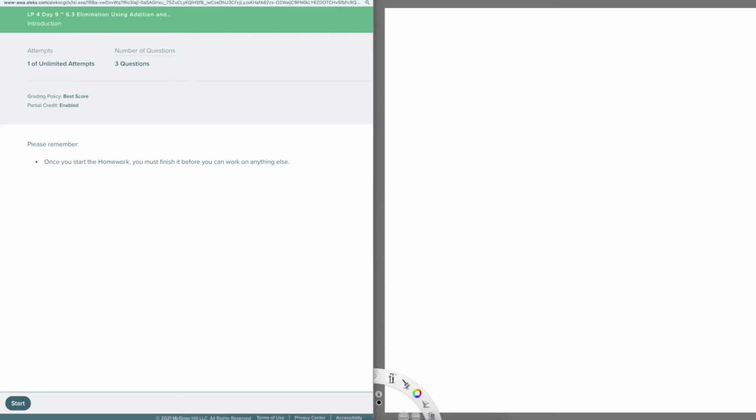All right, welcome to Chapter 6, Section 3, Elimination using addition and subtraction. We're still talking about systems of equations for this one because we're still in Chapter 6, where we started with systems of equations. So this is for IM1 or Integrated Math 1. Just go over a few of the screen features here.